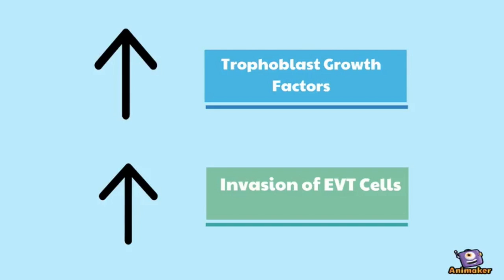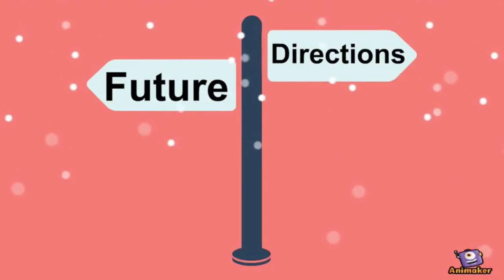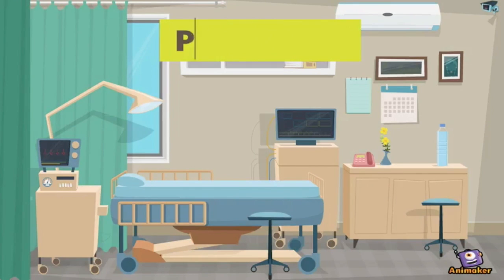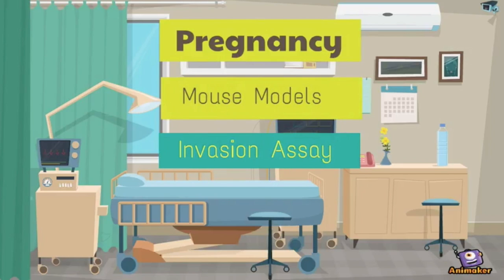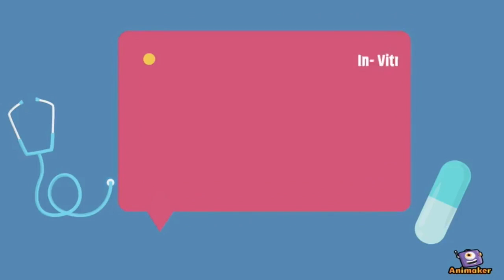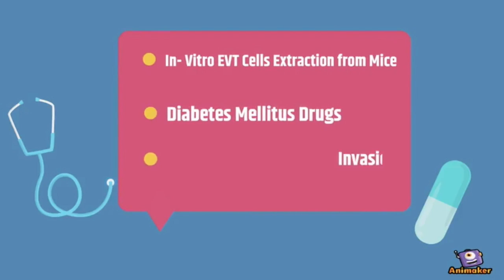Looking at future directions in research with Fetuin-A, let's focus on pregnancy outcomes using methods like mouse models and invasion assays like before. A possible experiment would be looking at women with diabetes, as diabetes patients have higher levels of Fetuin-A in their system. The experiment would include diabetes drugs, an invasion assay on treated mice, and EVT cell extraction from mice.